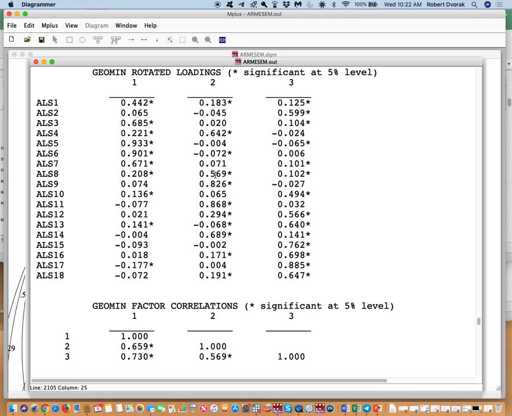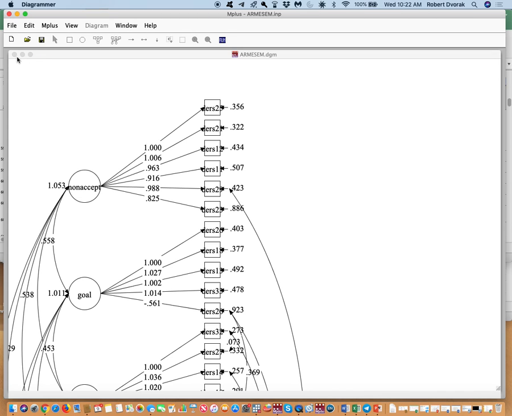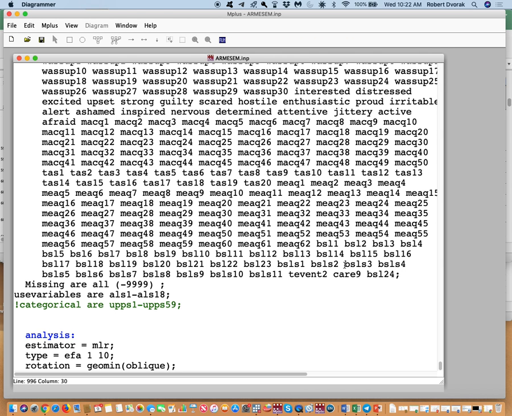We've got our items. We can go back now and we can do a confirmatory factor analysis on this. Before that, I want to do one other thing. I want to look at something that has a ton of items. So let's do the MEAQ, which you guys had this week for homework.